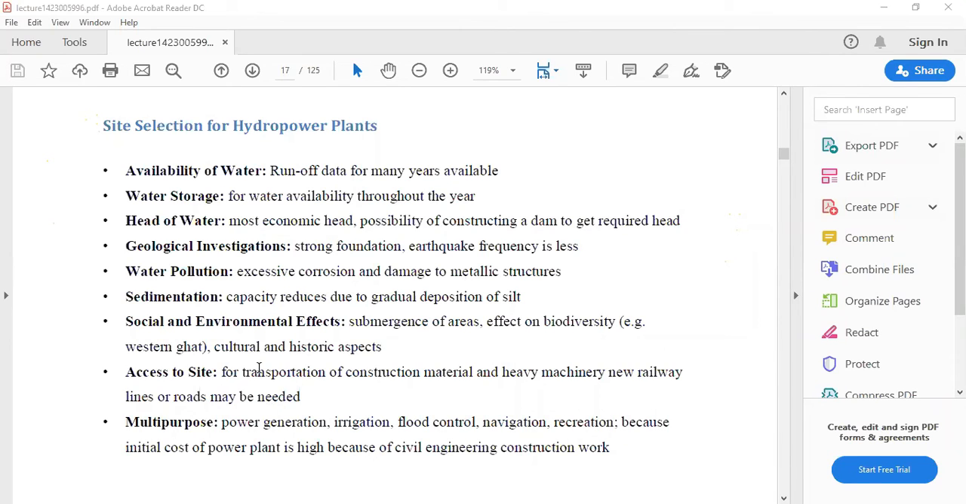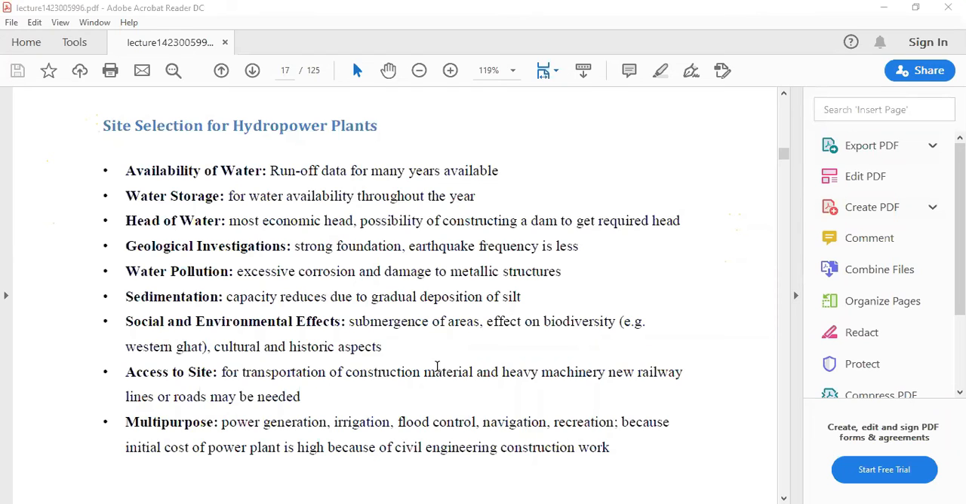Then access to the site for the transportation of construction material and heavy machinery. The site needs to have easy access for transportation, because before constructing a dam, the construction material and large machinery need to be moved to the site of the plant. So for that we need access to the site, either in terms of roads or in terms of rail. Therefore, this is also an important criterion.